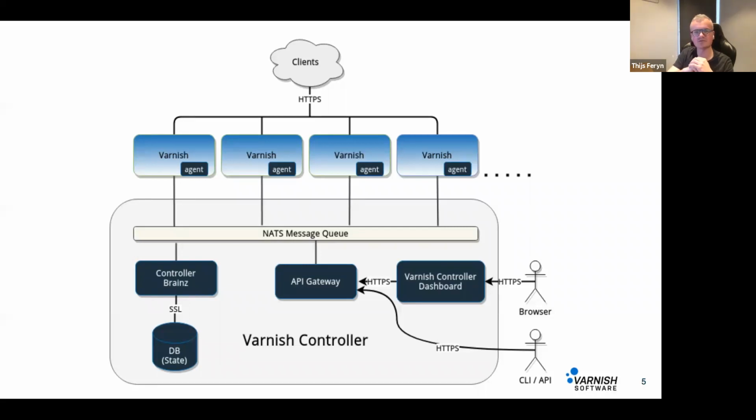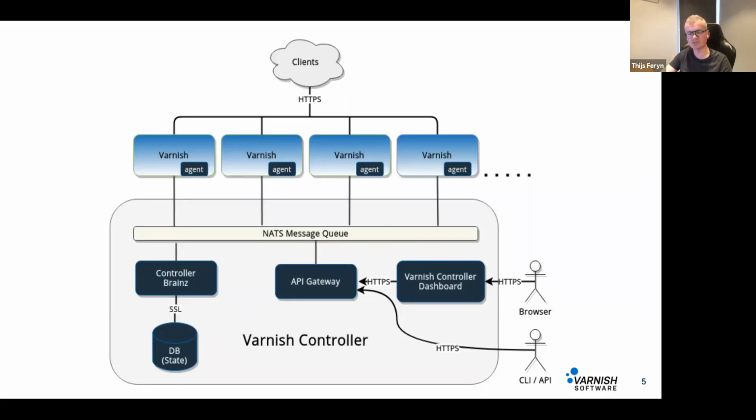Now, at the heart of the Varnish Controller is the brains, as we call it. It's a centralized component that speaks to a database and that keeps track of state. Now, all these components can be scaled individually, and they all communicate over a centralized message bus that we call the NATS message queue. It also talks to the agents. So the agents are in direct communication with the NATS message queue.